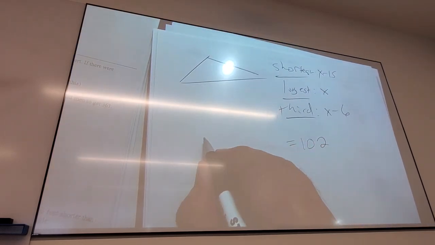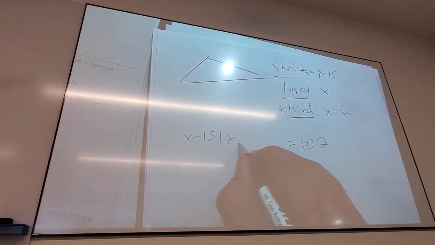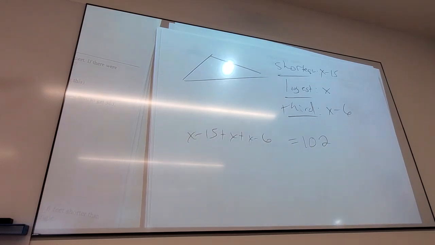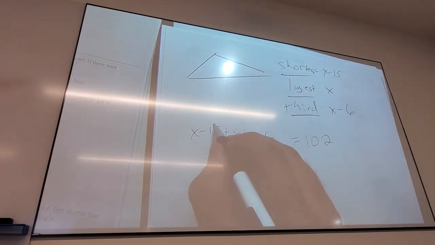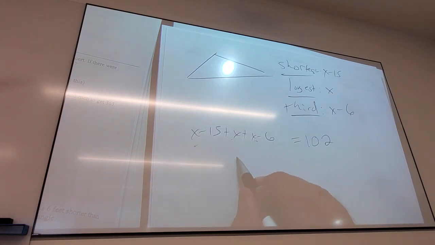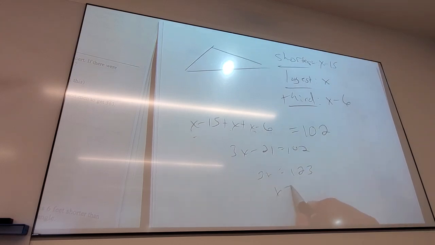So then I get this side plus that side equals 102. And then that's easy, yes. What did I do here? Okay, good. So I get 3x minus 21 equals 102. Is everybody with me? 3x equals 123. So I get x is 41.